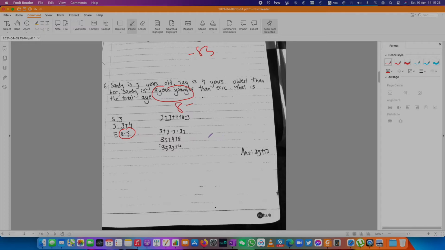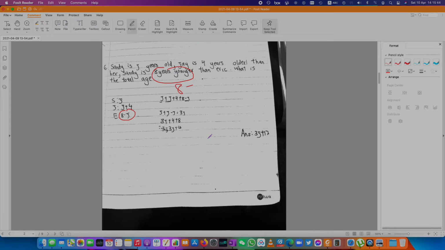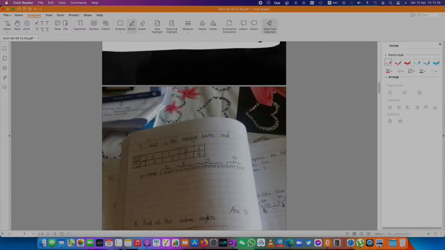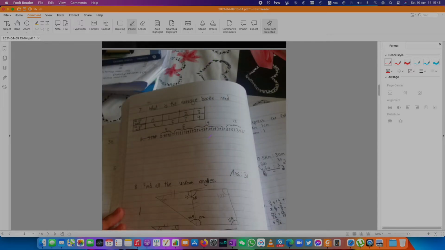No. Okay. So you should ask yourself, who is younger? Who is older here? If Eric is older, you need to add to get older. If Eric is younger, you need to minus to get younger. That's the basic question you ask yourself to get the answer. Okay? Next.